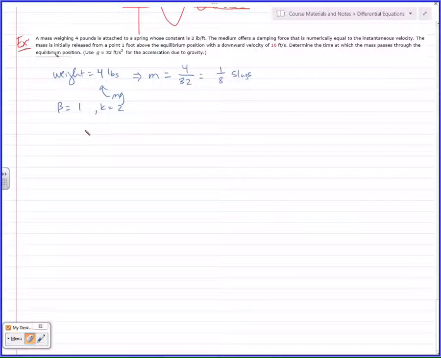So I'm just going to go straight to my answers that I've already derived, in terms of omega and lambda. Remember, lambda is beta over 2 times your mass, so 1 over 2 times 1/8, which is 4. Your K is given, so your omega squared is K over m, 2 over 1/8, or 16, which means omega is also 4.